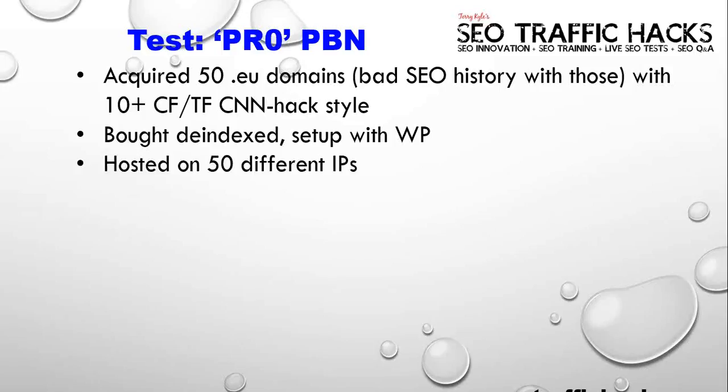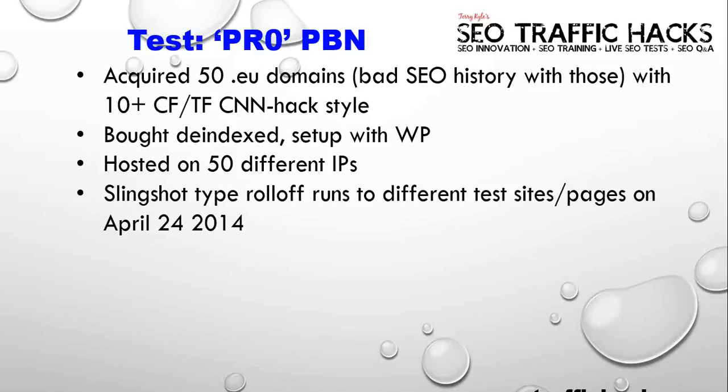So these were hosted on 50 different IPs. It was actually done in an SEO hosting account and not individual hosting sites in this particular case. And the way this was set up, this is going to be a slingshot type of roll-off runs to different test sites. And that PBN run was done on the 24th of April, which I think was last Thursday.